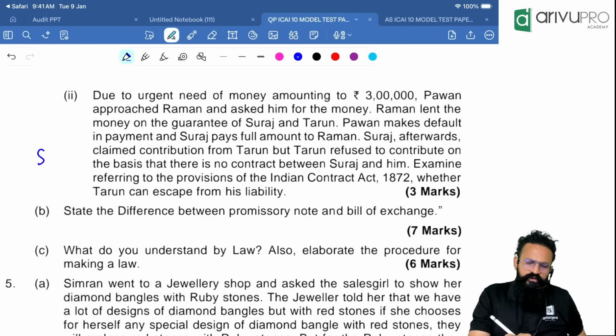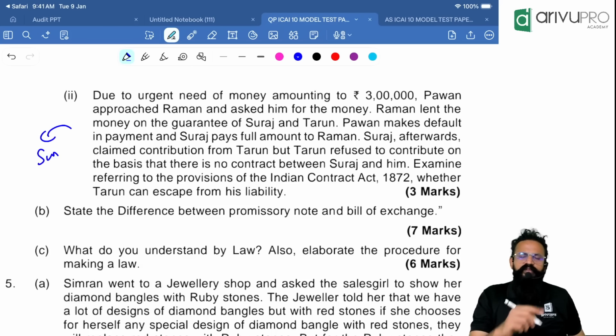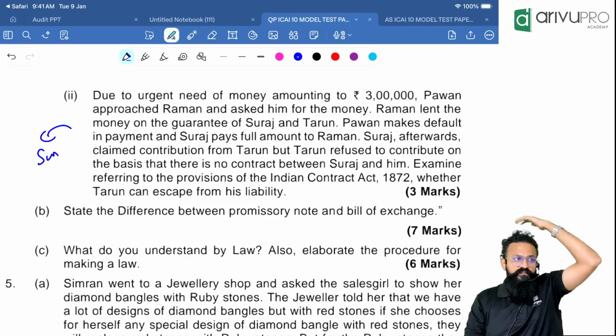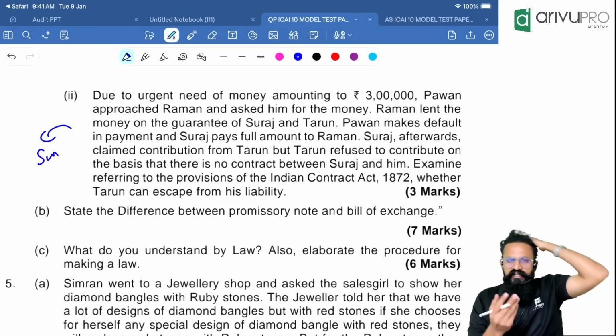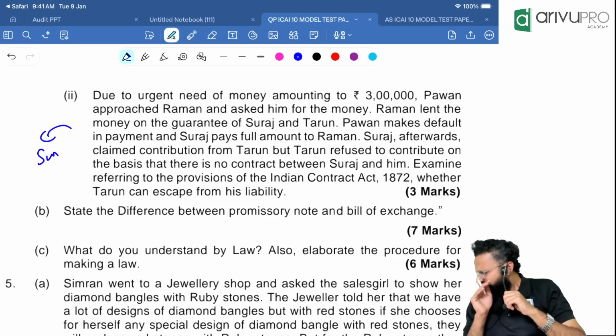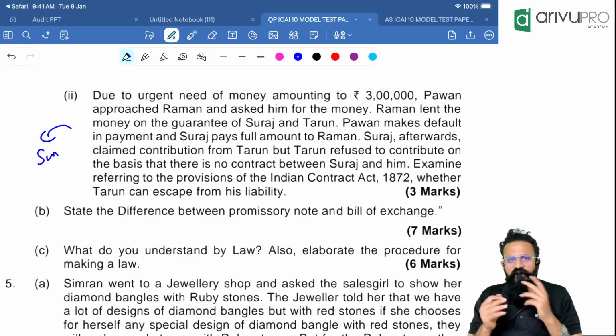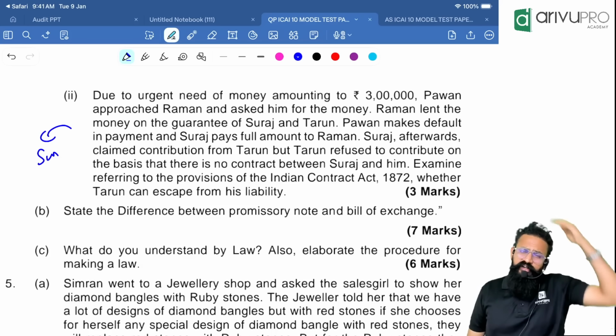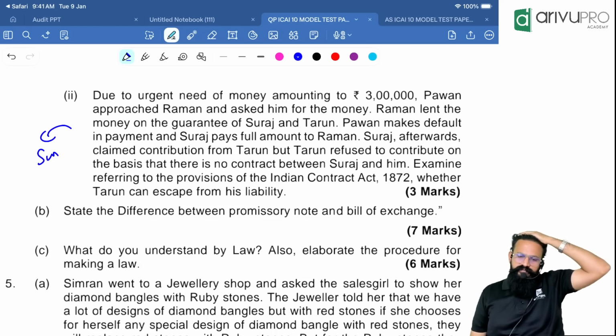People, remember, a surety can always recover money from the co-sureties, possible. And remember, sureties can also recover the money from your debtor as well, subrogation. So you cannot deny people, the co-sureties are liable to contribute equally. Correct?